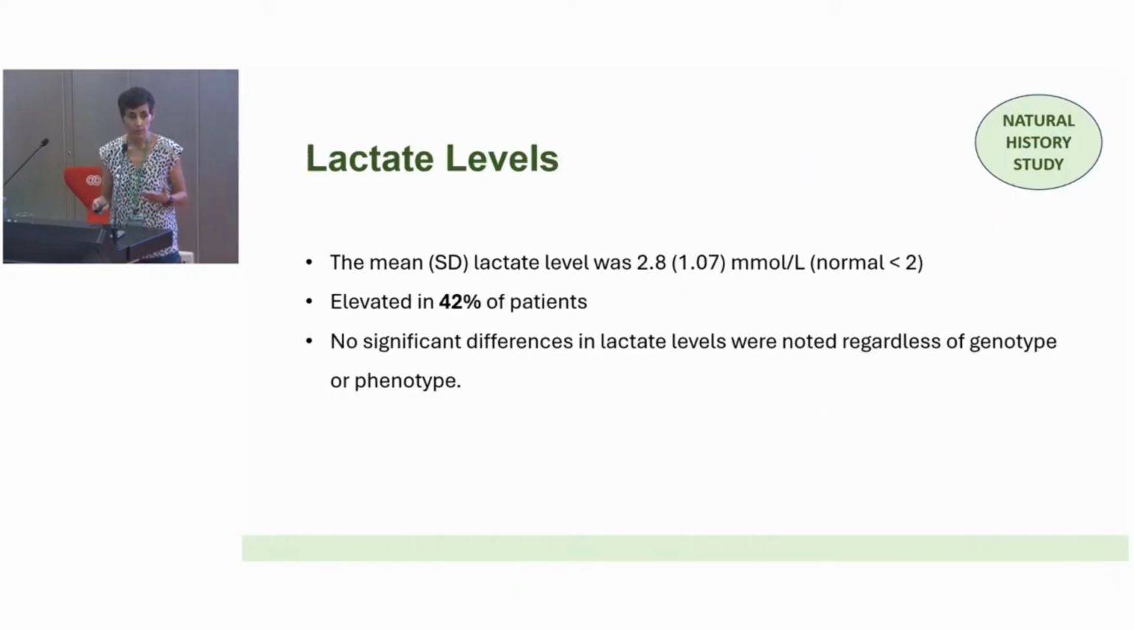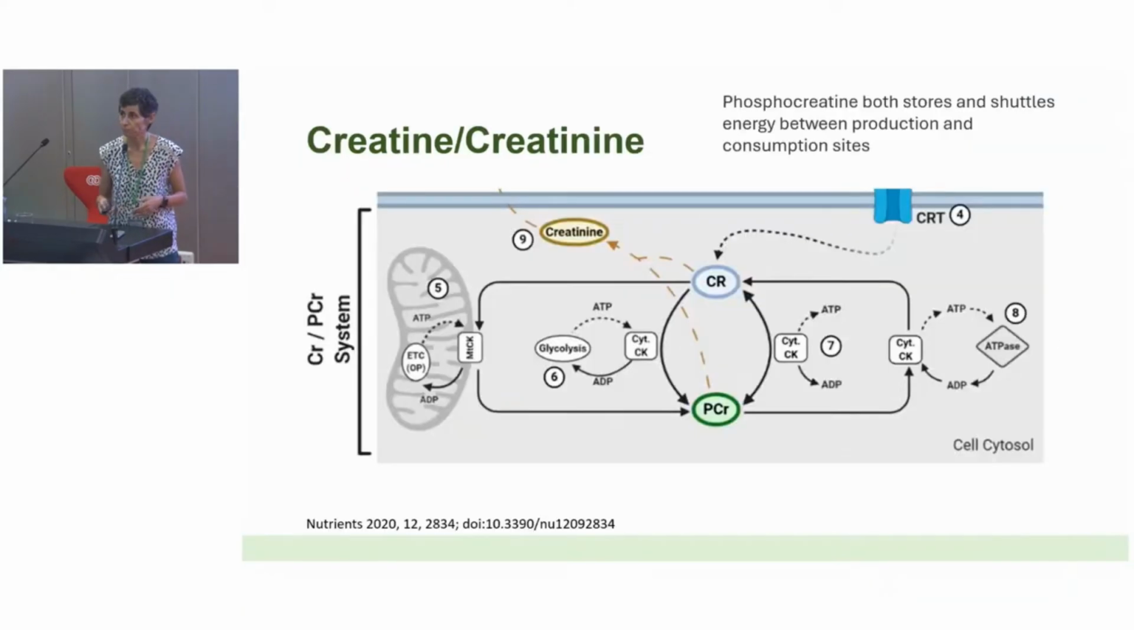Lactate levels, which is the best-known biomarker for OXPHOS dysfunction, is very useful when it's altered because it's very helpful for the differential diagnosis to point toward a mitochondrial myopathy. However, it lacks sensitivity. In our cohort of patients, it was increased in 42% of the patients, but only very slightly, with a mean increase of 2.8. And we did not find any differences in these levels regardless of the genotype or the phenotype.